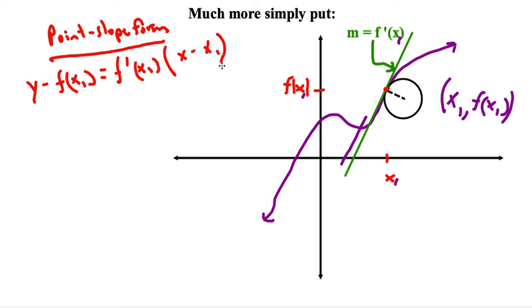I know, a little bit anticlimactic, right? But that would be then the equation for that green line. That's what that would be. And that is the tangent line. It is a line tangent to the graph.